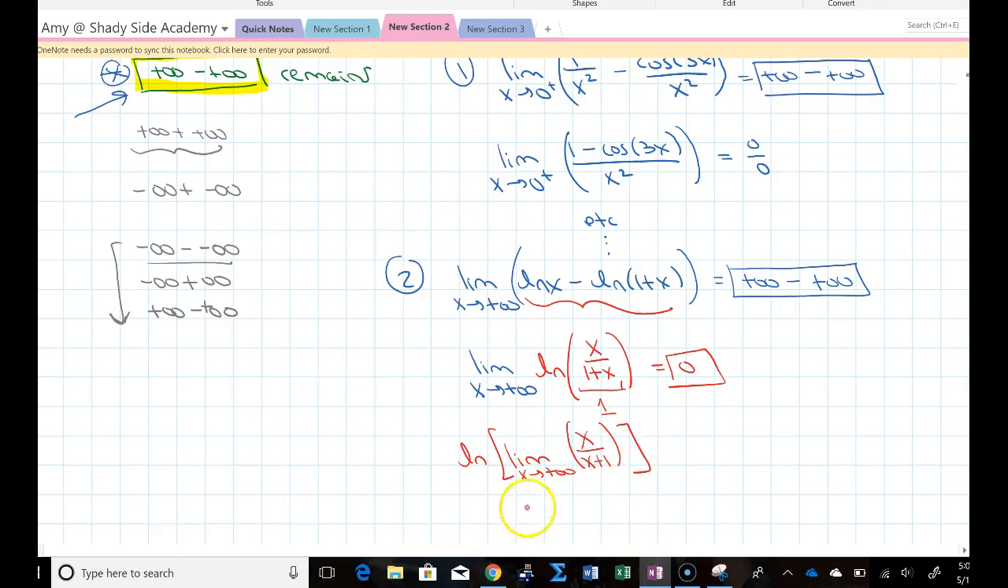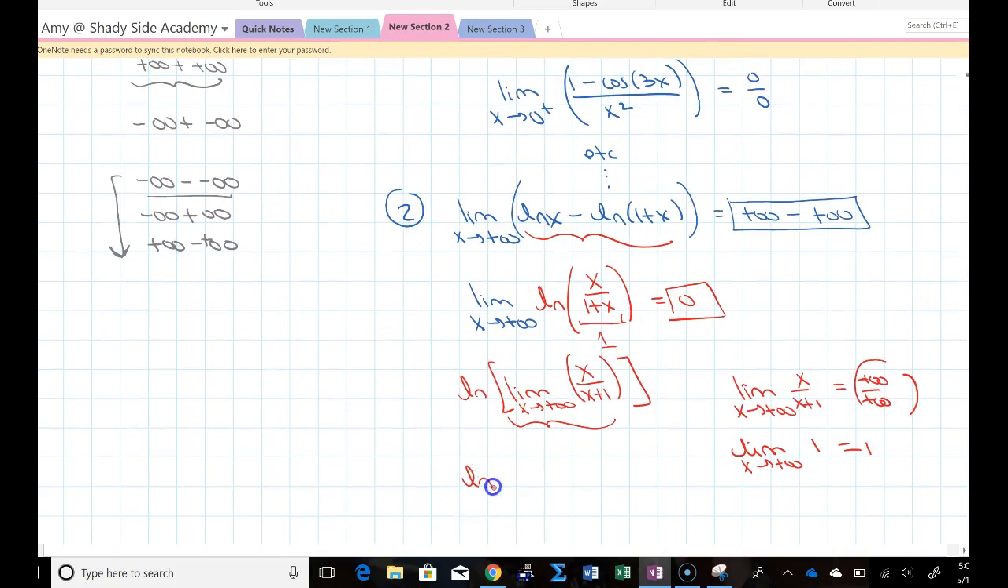Okay, here is where you can use old news or new news. The old news is remembering limits to infinity of rational functions, or you can go over here to the side and say limit as x approaches positive infinity of x over x plus 1. This approaches infinity over infinity. Then use L'Hopital's rule. In one iteration, you will have the limit as x approaches positive infinity of 1 over 1, which equals 1. Then you have, at the end of the day, the natural log of 1, which equals 0. Okay? Either way you go, you will still get to the right place.